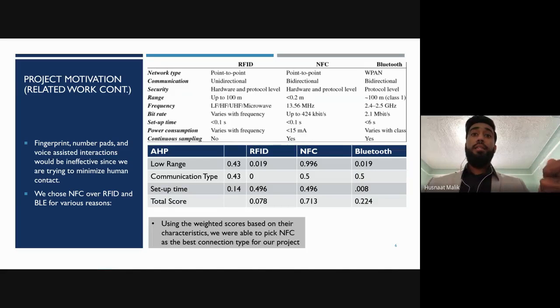So that's why we were able to give the NFC the highest rating above RFID and Bluetooth. And then we can also see it got more points because it was a bidirectional communication type. And then finally, while it was the same setup time as RFID, it was much quicker than Bluetooth. And so based on these weighted scores, we were able to pick NFC as the best connection type for our project. And next slide.